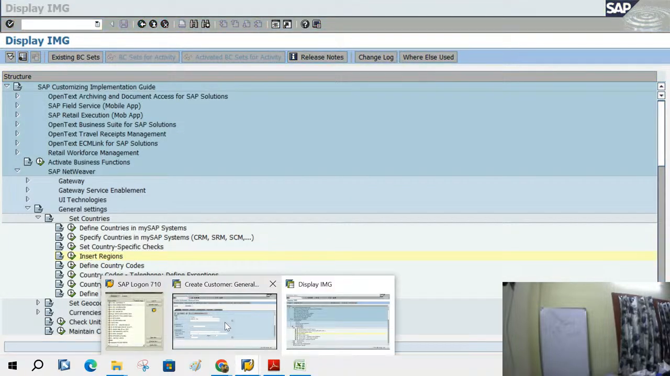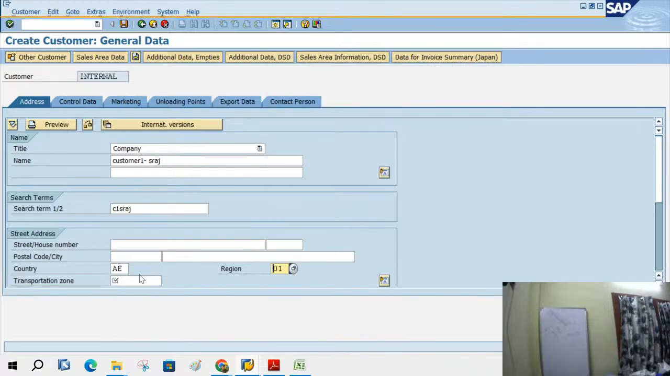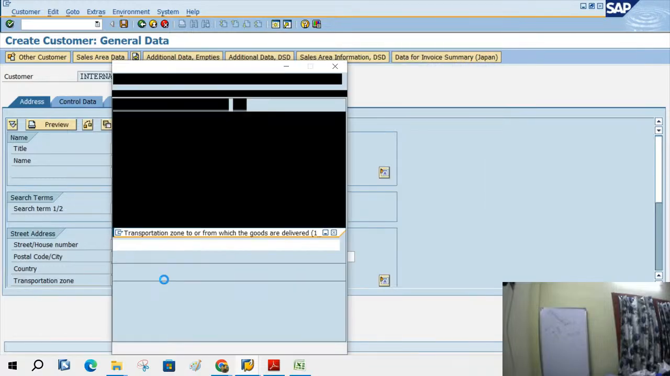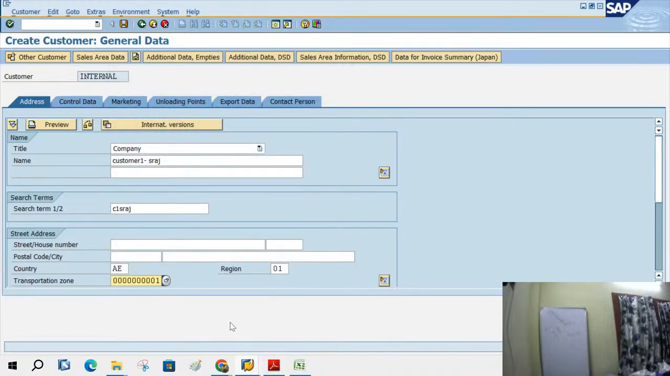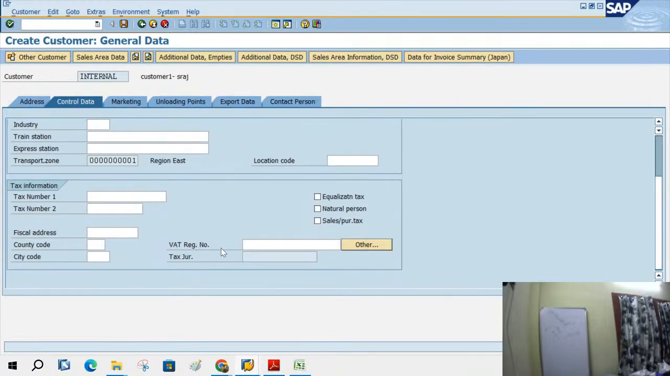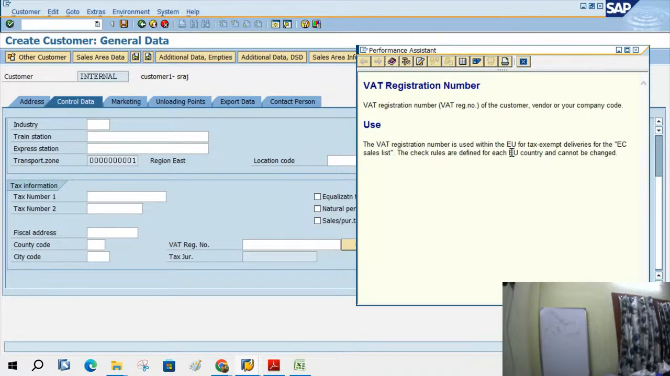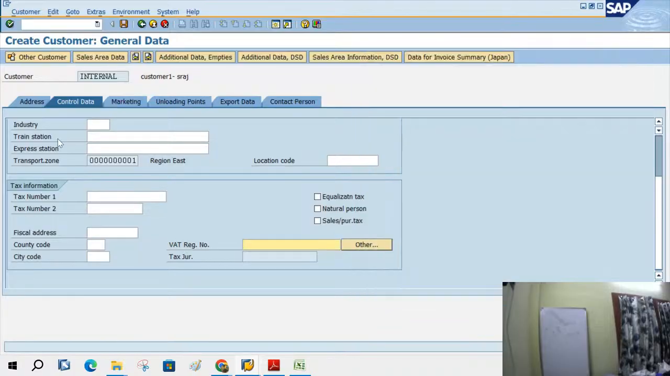So now if I'm going to do the end user work, I'm going to get this. Then there is no transportation zone also. You have created it. Yes. Then control data. Because this is not a European Union country, you hit F1 and read the document if you don't understand. Why am I not creating the VAT registration number? Because Abu Dhabi is not an EU country. I need not enter this.